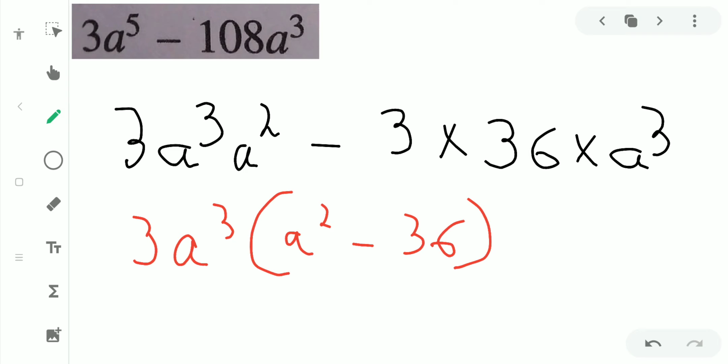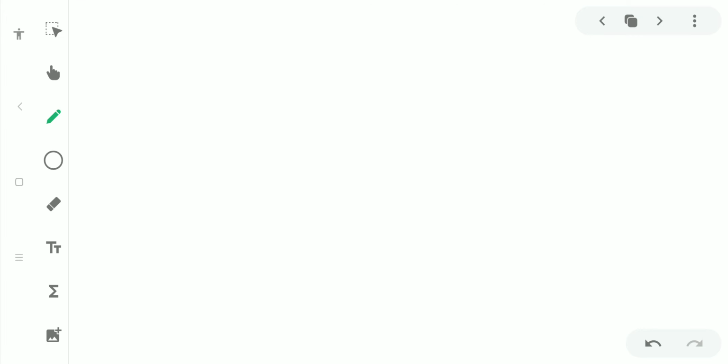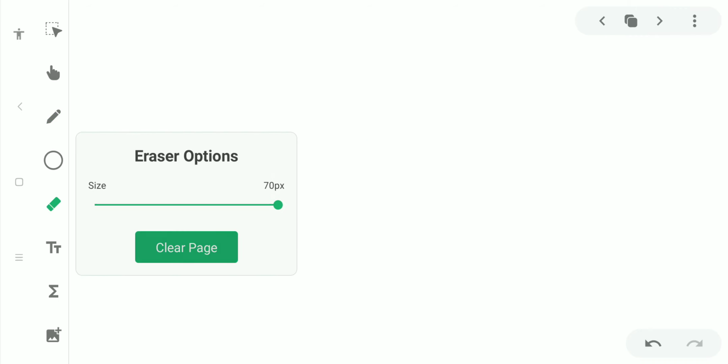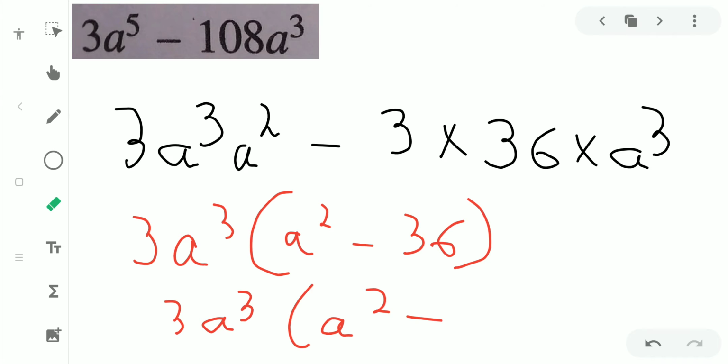So now we will be getting 3a cube times (a square minus 6 into 6 is nothing but 36). So 6 square is equal to 36. So now 36 is nothing but 6 square, and we will be writing 36 as 6 square and closing the bracket.